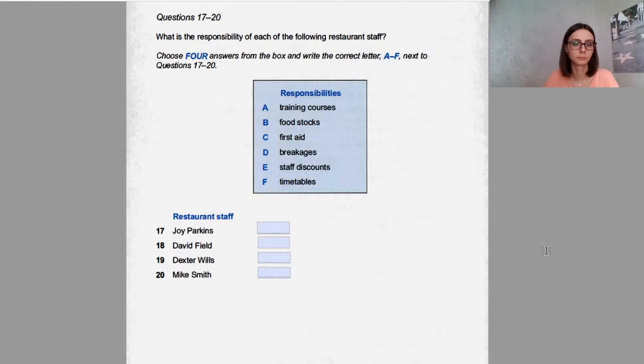Then there's Dexter Wills. He's the person you need to see if you smash a plate or something like that. Don't just leave it and hope no one will notice. It's really important to get things noted and replaced, or there could be problems later.